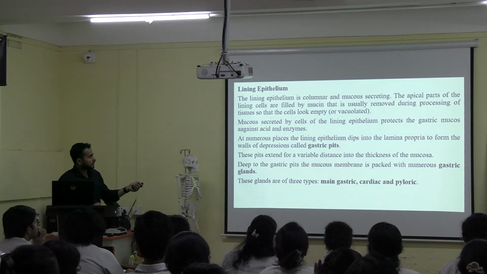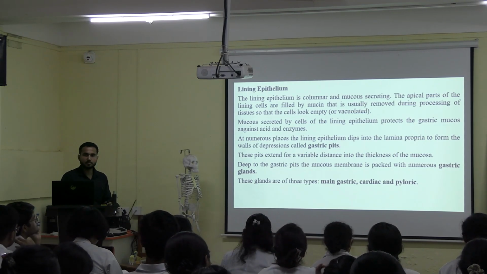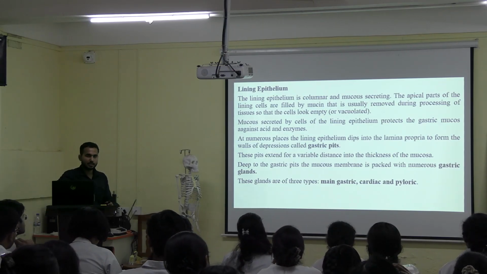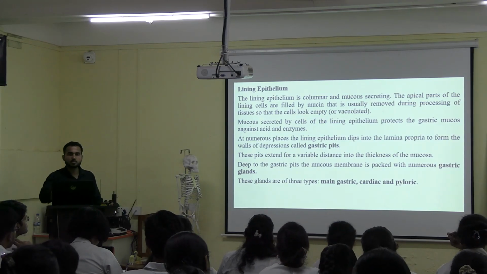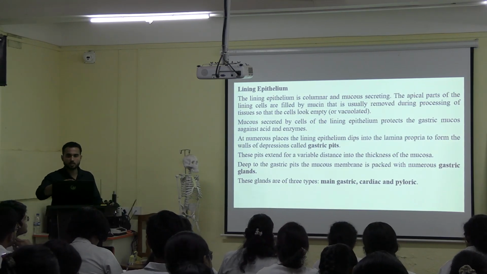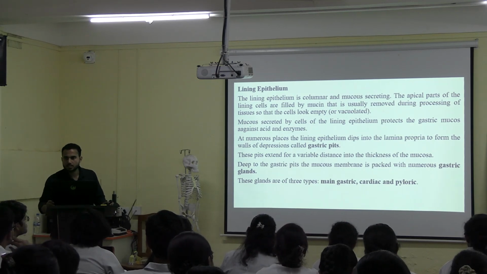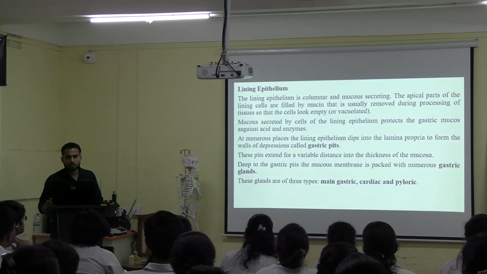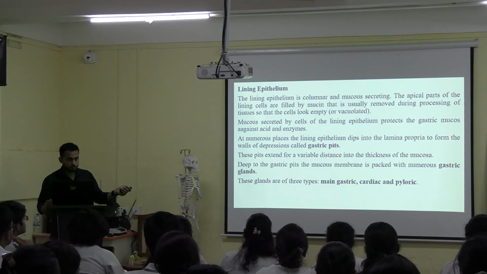At numerous places the lining epithelium will dip into the lamina propria. Now there are various areas where the lining epithelium will go deep into the lamina propria, and these are called gastric pits. So whenever it is going downwards, what will happen? A depression will be produced, and these are called gastric pits. You have not studied the interior of the stomach, gastric rugae? In between the rugae you have the pits. So I am talking about those pits.